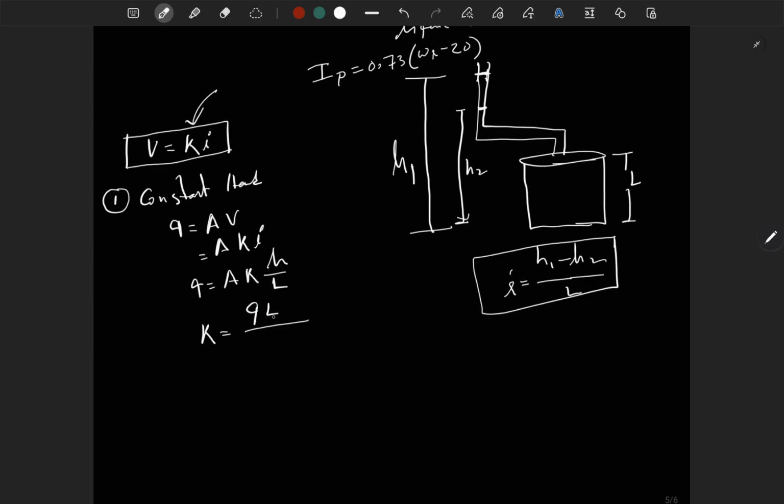Q into L by H is your value of coefficient of permeability. This is your constant head permeability test.